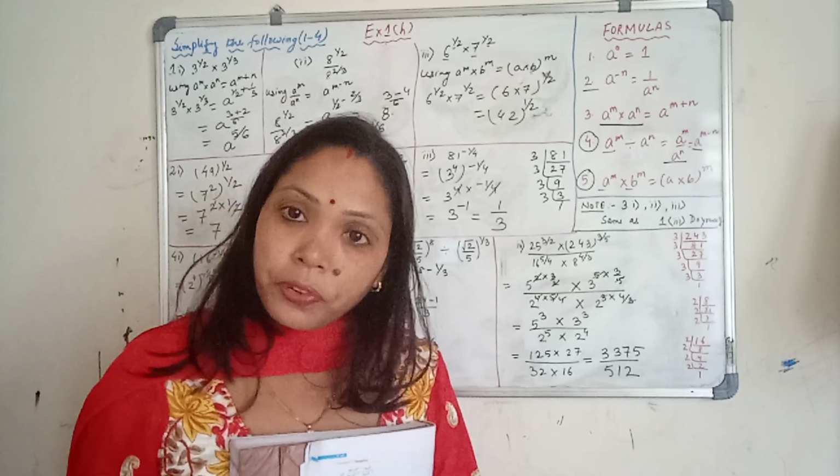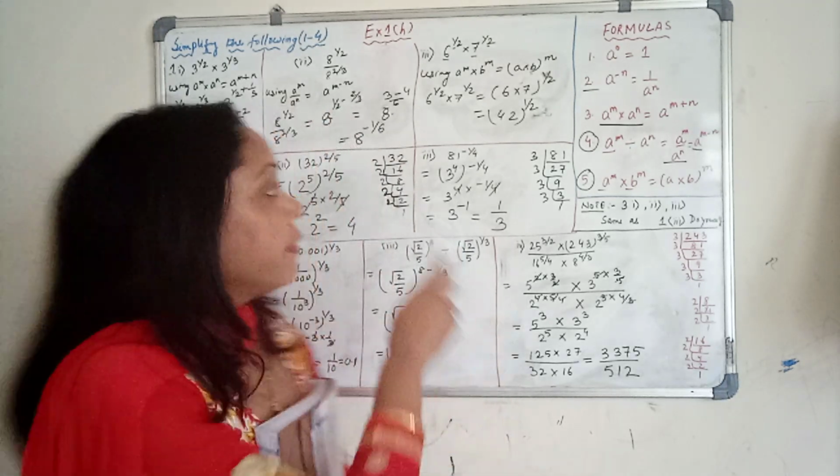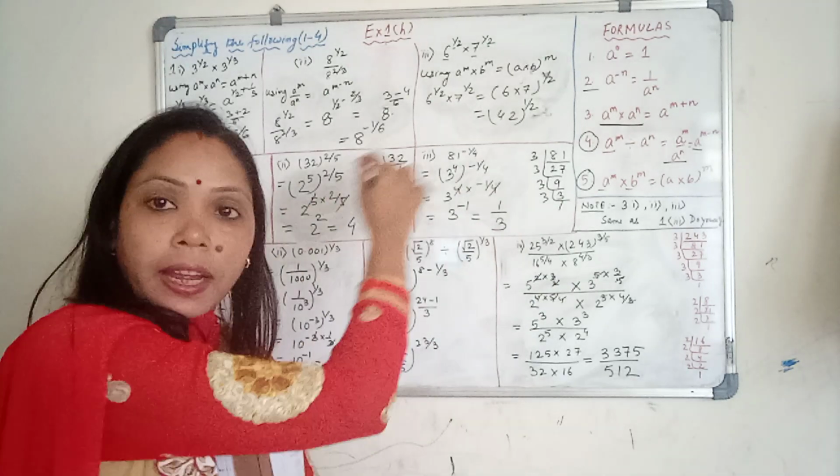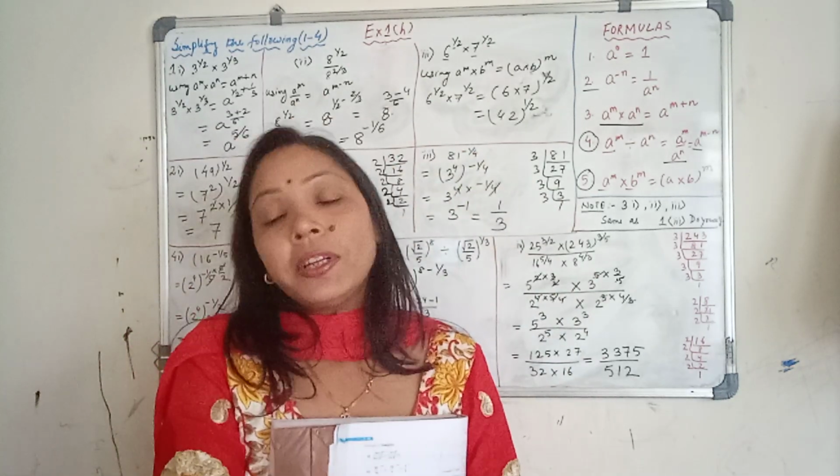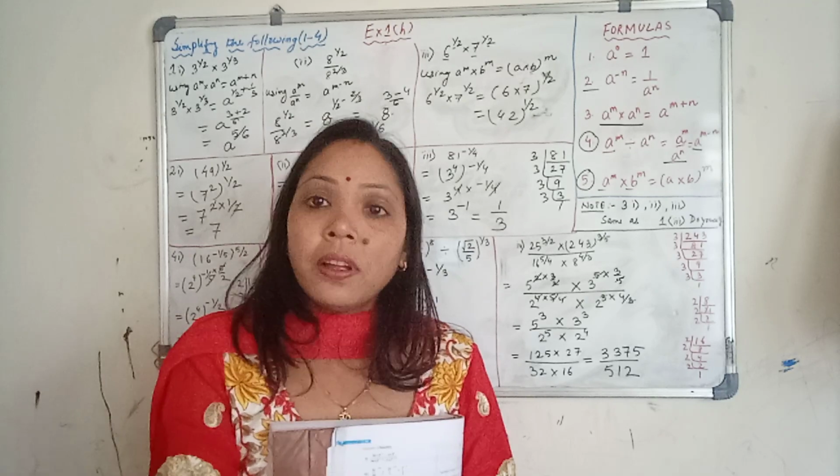So you take question number 3 as an assignment. Solve it on A4 size paper. And the rest of the questions, whatever I have solved here, you do neatly in your maths copy.